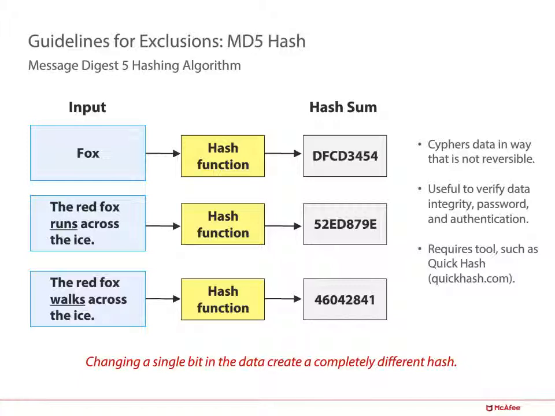The little example that we have here just shows, well, first time it's Fox, and so I have my hash, and then I add the red fox runs across the ice, so the hash changes again, and then we change it where it says the red fox walks across the ice, and then the hash will change again. So the nice thing you can do is use a little tool like this QuickHash that you can get from quickhash.com, where you can actually see what the hashes are.